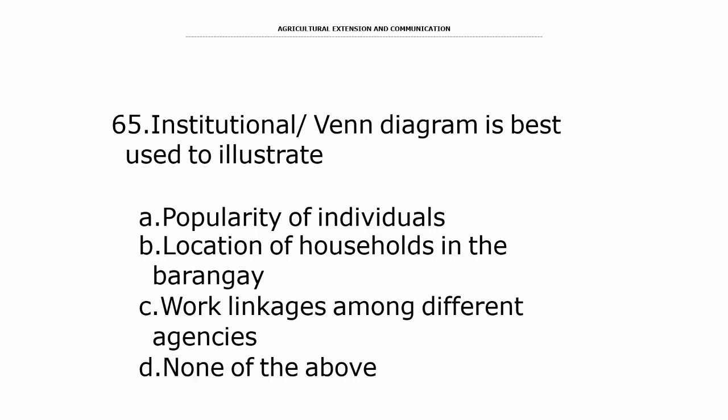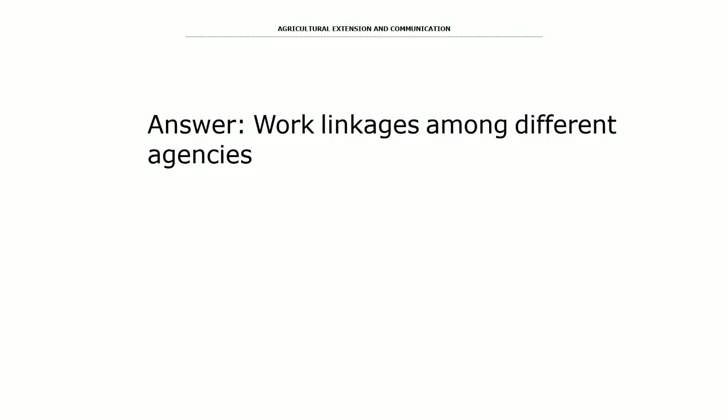Number 65. Institutional or Venn diagram is best used to illustrate A. Popularity of individuals, B. Location of households in the barangay, C. Work linkages among different agencies, or D. None of the above. The answer is work linkages among different agencies.